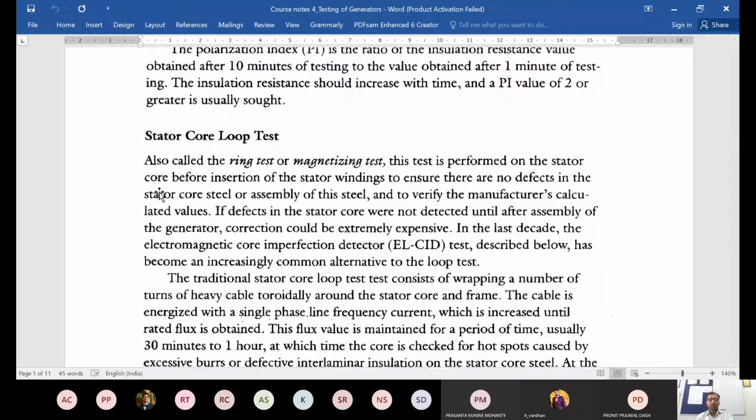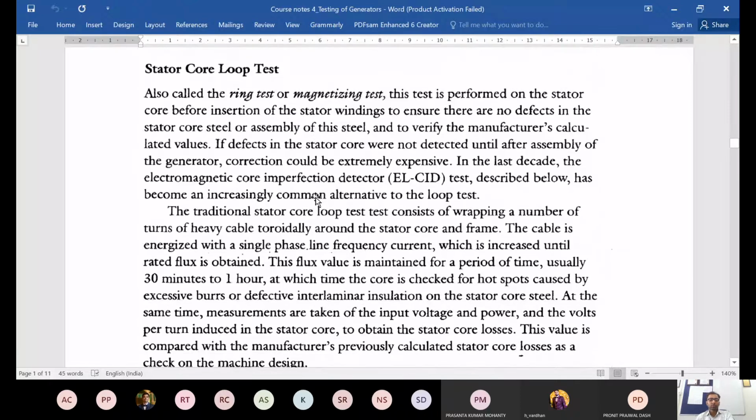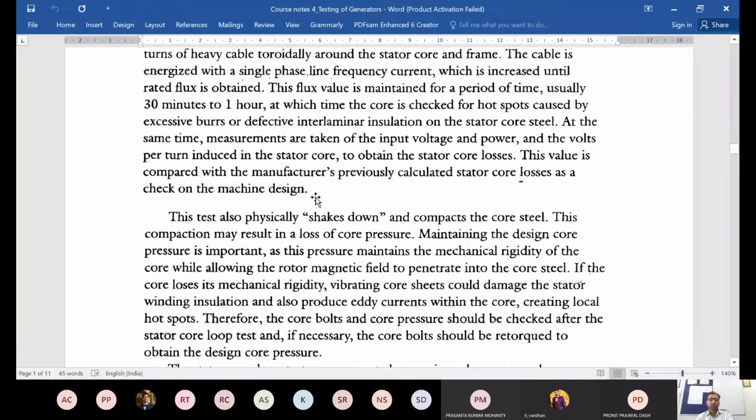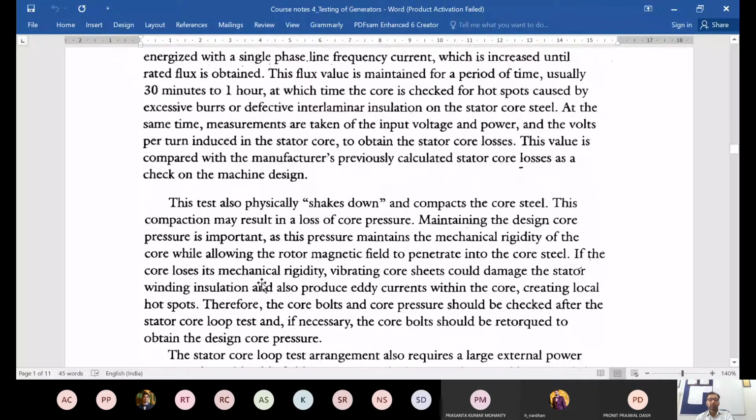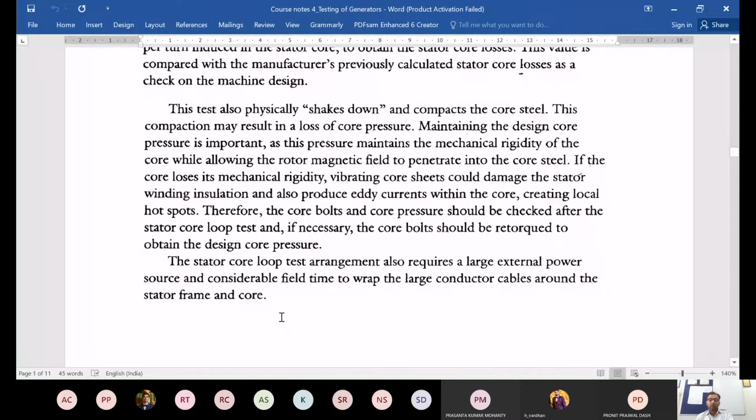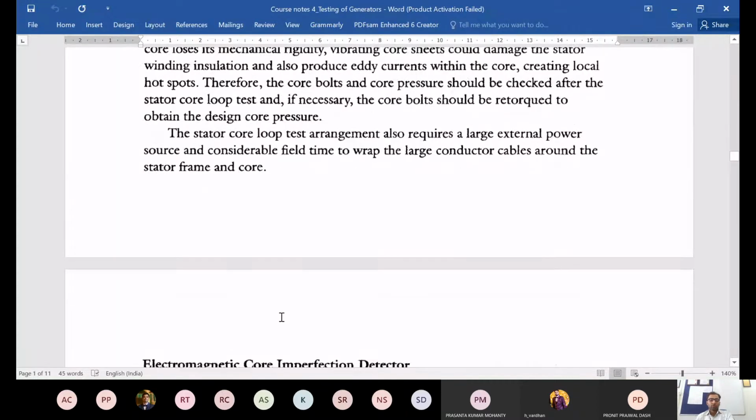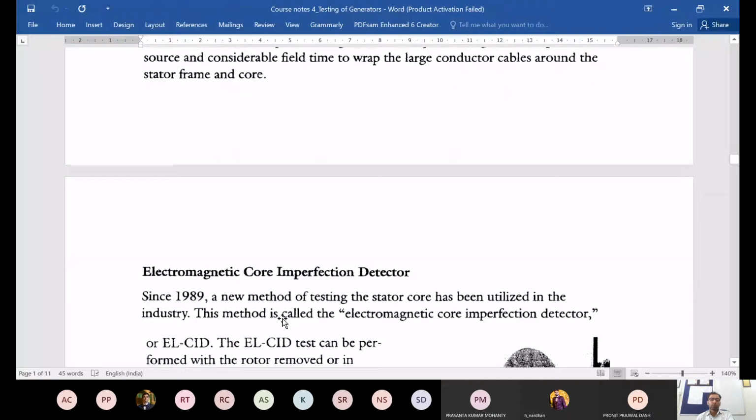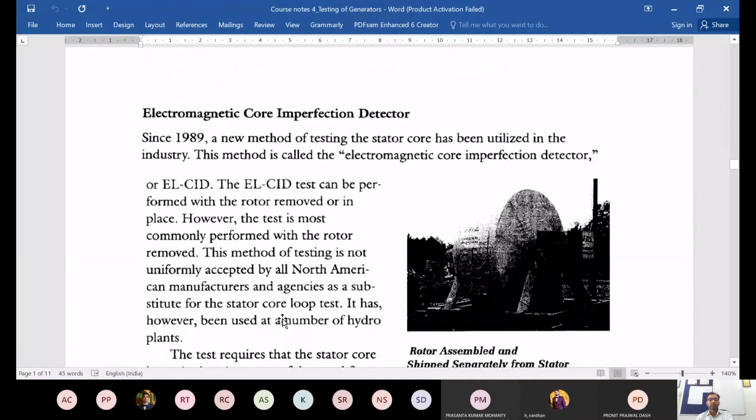So this is all we discussed. Then we discussed the stator core loop test, and how it is a very aggressive test. It shakes down the stator core and compounds it, and therefore retorquing of the force might be needed. We'll continue today with our discussion, and look at a few more tests for synchronous generators, and then probably move on.